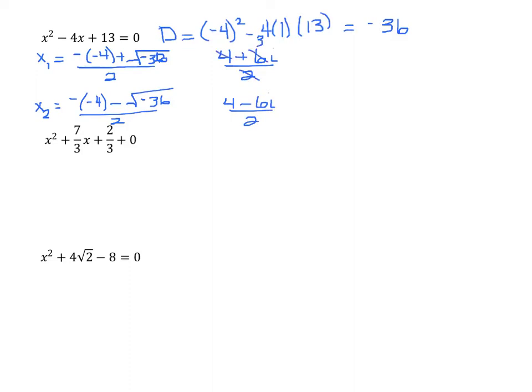I can simplify those. And I get that my two roots are 2 plus or minus 3i. So in this case, I have imaginary roots. On the next problem, this should say that it's equal to 0, and then we would proceed with the discriminant.